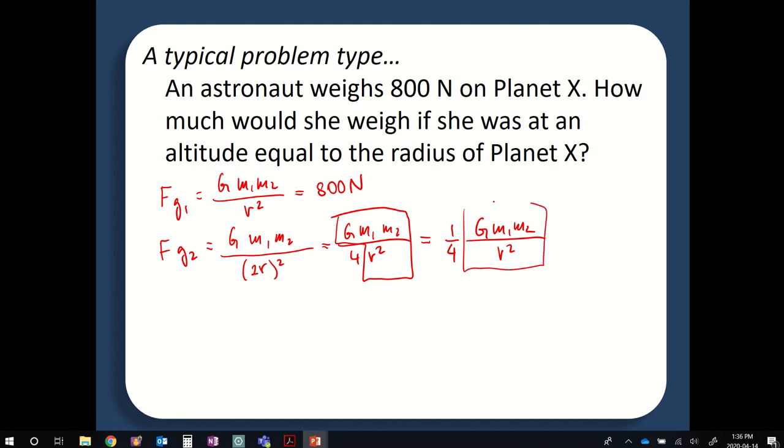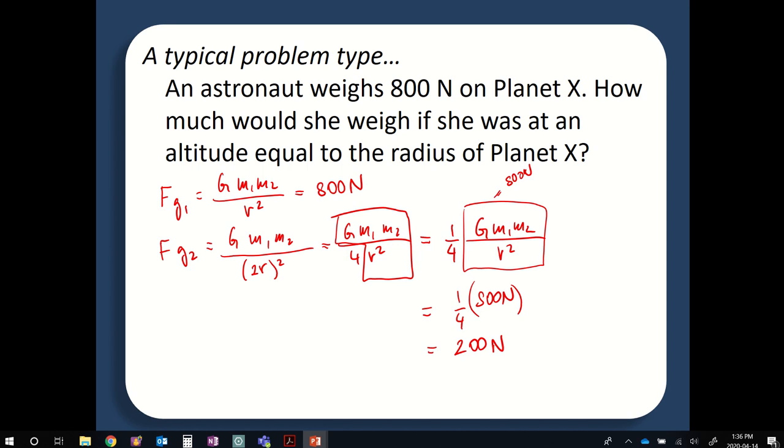So this part here, we know that this equals 800 newtons from the first equation. So all we have to do is really just replace this with 800 and divide it by 4. That's what we're going to do. We're going to take our quarter times 800 newtons, and we're going to get 200. So at an altitude twice the radius of planet X, the person is going to weigh 200 newtons.